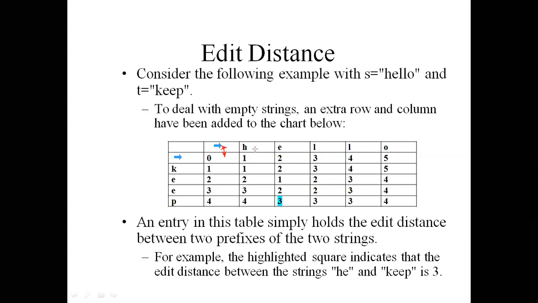Suppose you consider h as the first character. Replacing null with h means you are simply inserting h. How many operations are needed? Only one operation. That is why the value is 1. Now we have the null string and the string he, which is 2 characters. Simply insert he. So here the value is 2.